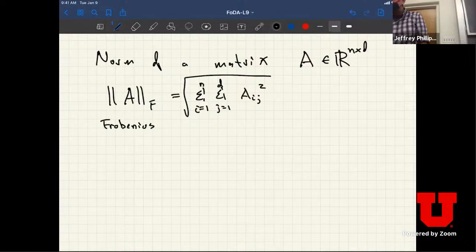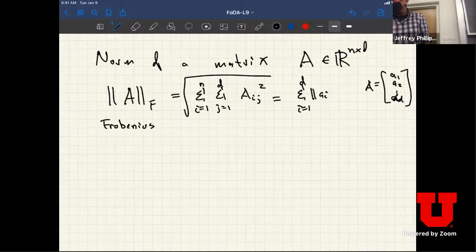Okay, so this is the Frobenius norm. If I write A as a bunch of these vectors stacked together, then I can write this as also. This is sometimes useful to think about.